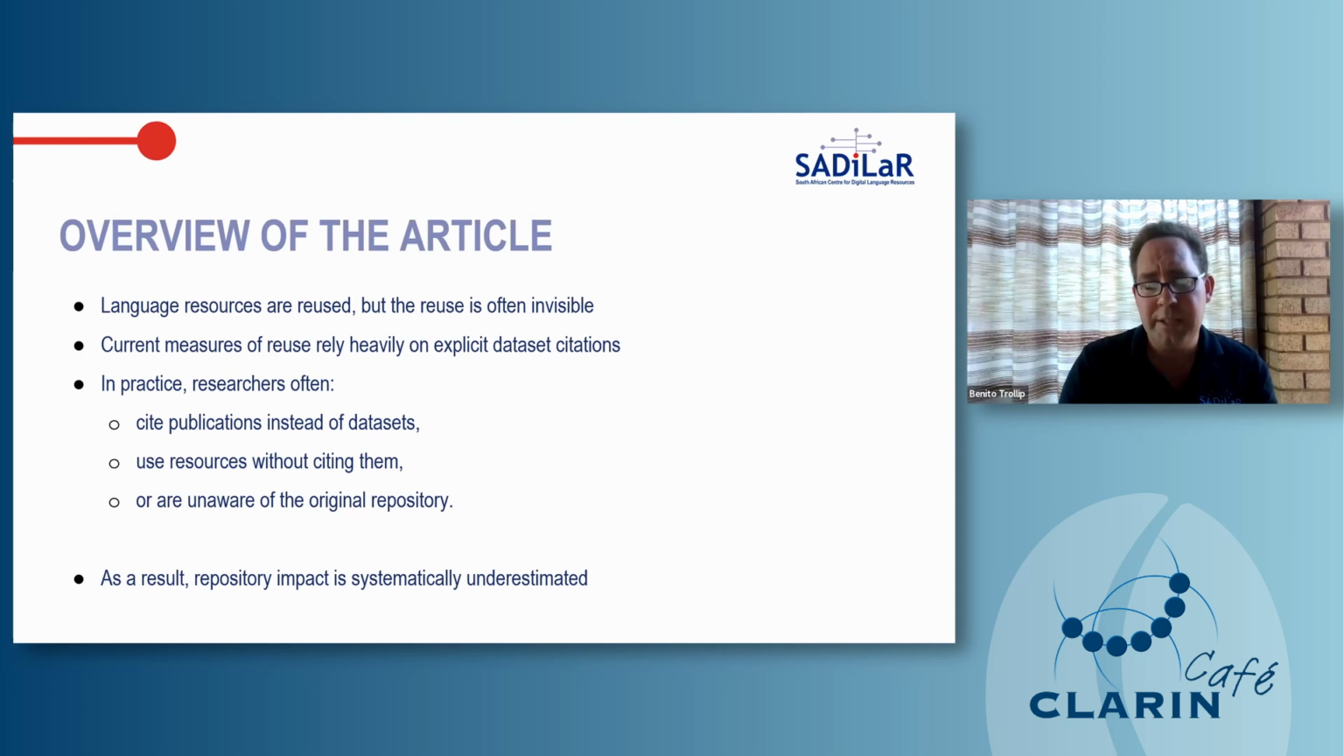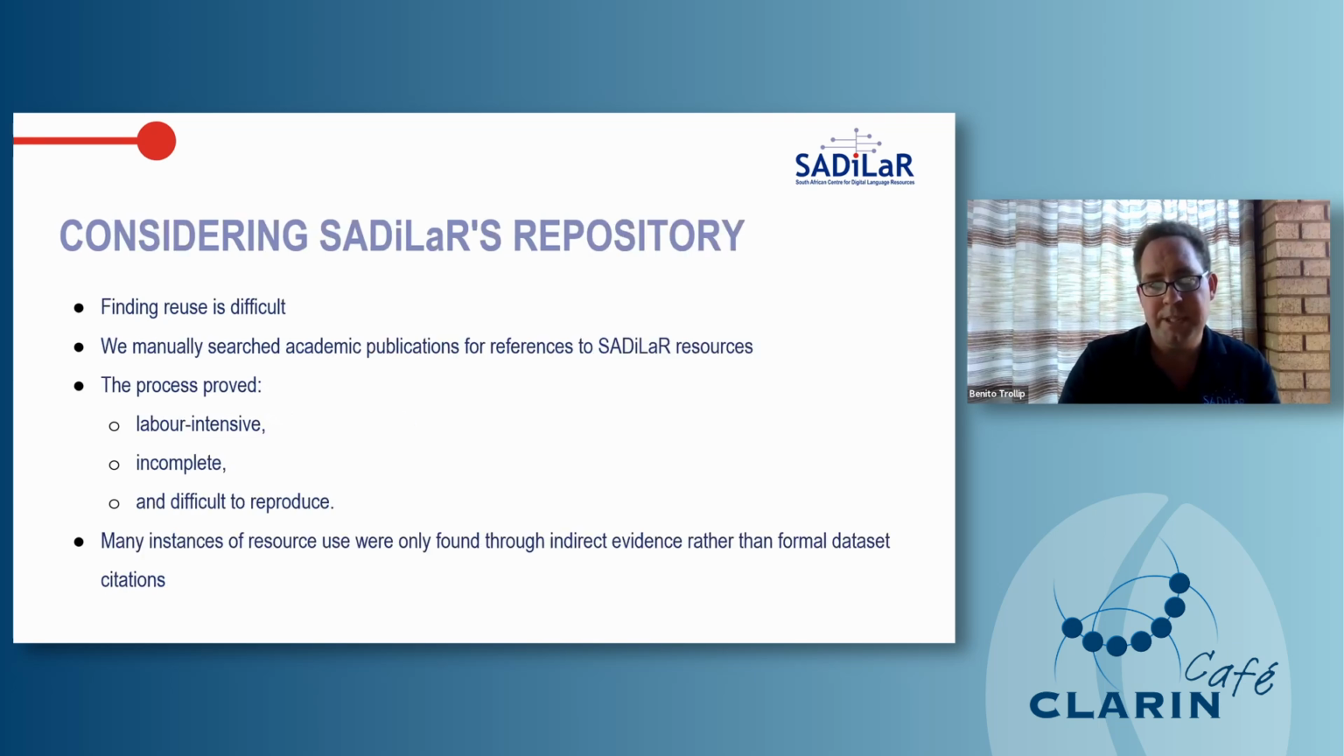So either postgrad theses or the articles that was maybe the inspiration or the final output, the actual academic output that's cited instead of the data itself. And then the use of resources often happens without citing them at all. Or researchers are unaware of data sets being originally from a repository. So as a result, repository impact is systematically underestimated due to these reasons.